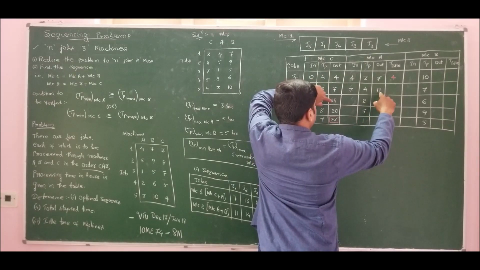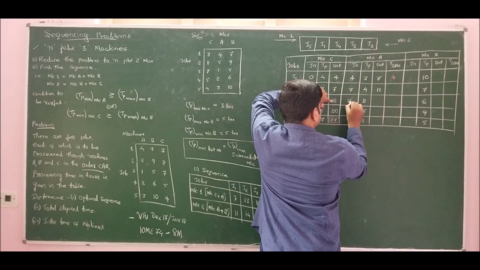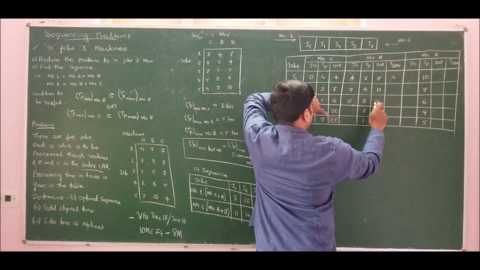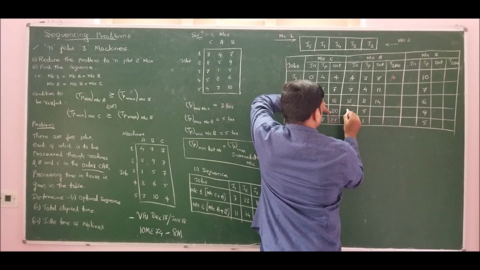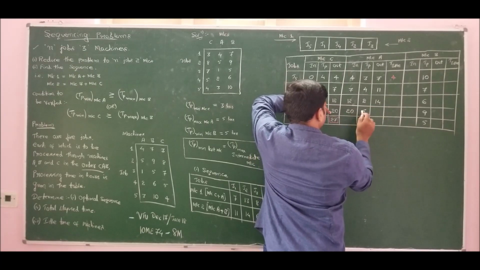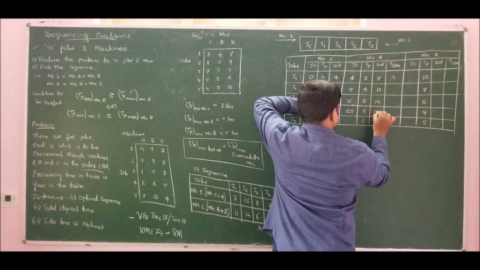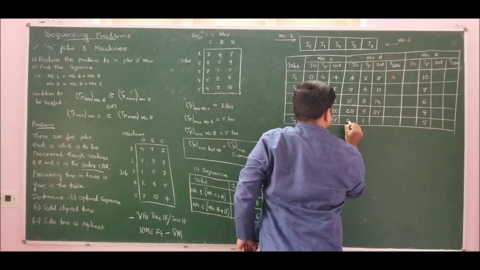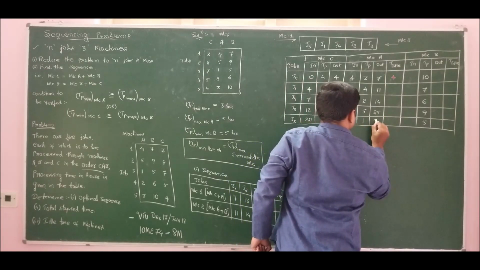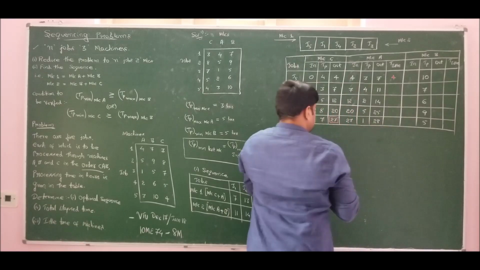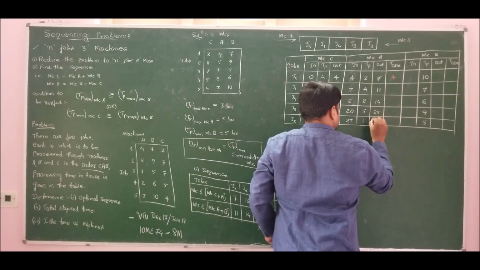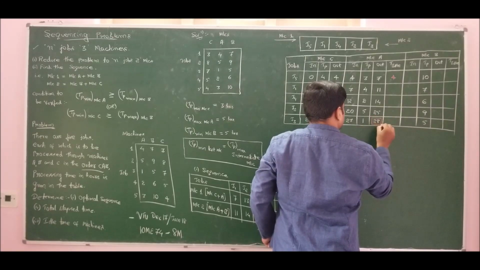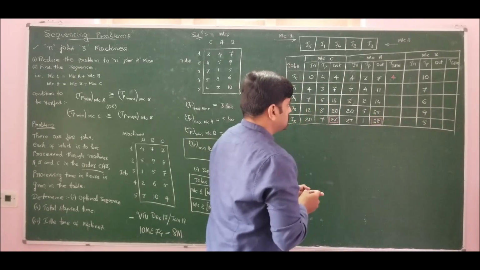Comparing 11 and 12, 12 is greater. Take 12 inside. 12 plus 2 is 14. Compare 14 and 20. 20 is greater. Take 20 in. 20 plus 5 is 25. Comparing 25 and 27. 27 is greater. Take 27. 27 plus 1 is 28. So machine A completes its work after 28 hours.